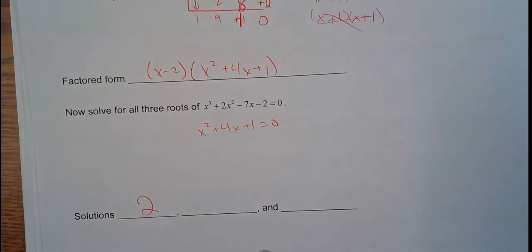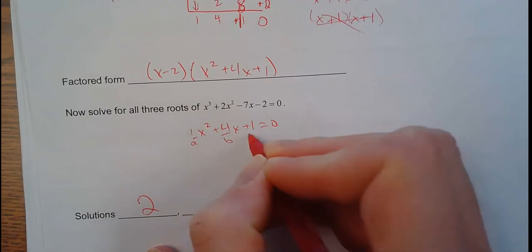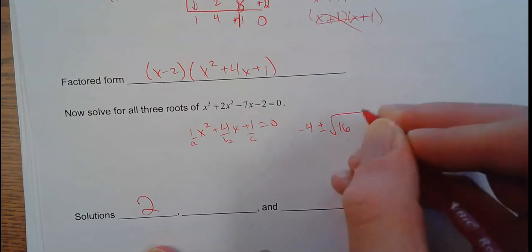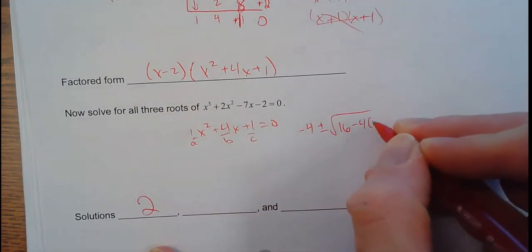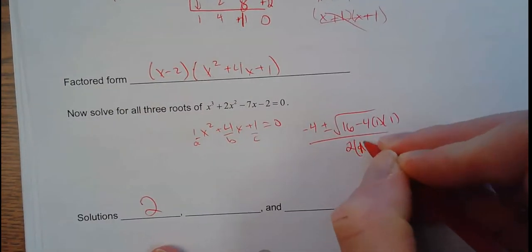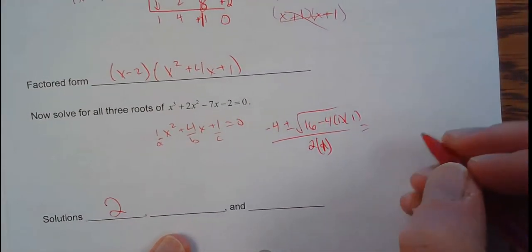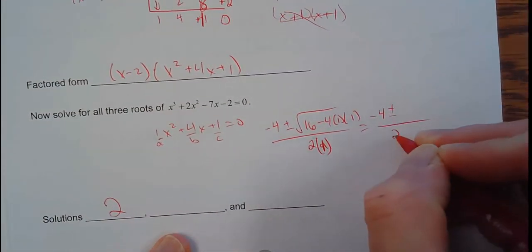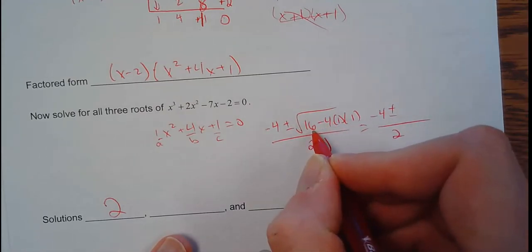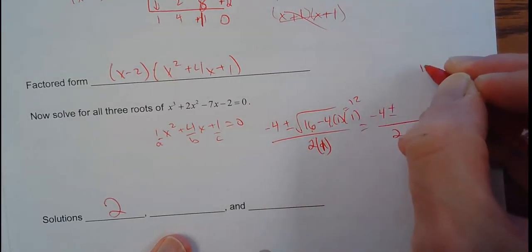But quadratic formula is always there to save us. So I got my a, my b, and my c. So negative b plus or minus the square root of b squared minus 4 times a times c, all over 2a, which is over 2 times 1. And this ends up being, let's see, negative 4 plus or minus, it'll be a 2 on bottom. And it looks like 16 minus 4 is 12.